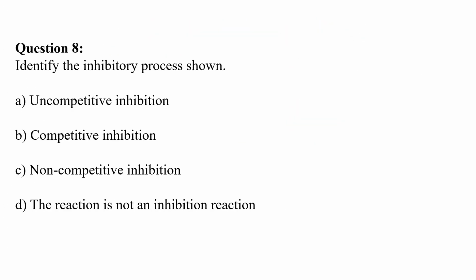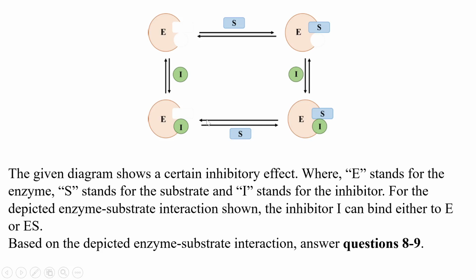So, here if you see what is happening, the inhibitor can bind to both the free enzyme and the enzyme substrate complex. So, it is a type of non-competitive inhibitor. Here in the question you can see it is written the inhibitor I can bind either to the enzyme or the enzyme substrate complex, okay?